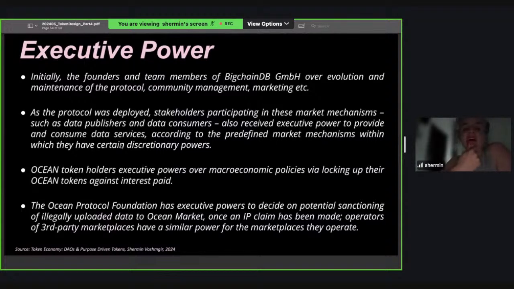Ocean token holders have, as I said before, executive powers over certain macroeconomic policies, because they can engage in contracting or expanding the amount of Ocean in circulation via locking up their Ocean or unlocking their Ocean. And the mechanism here is to incentivize locking up of Ocean tokens against interest paid. Today, Ocean Protocol Foundation has executive powers to decide on potential sanctioning of illegally uploaded data sets, but only once an IP claim has been made.